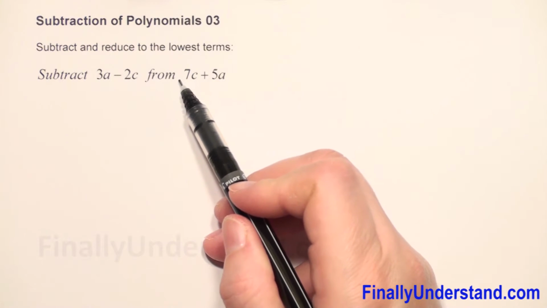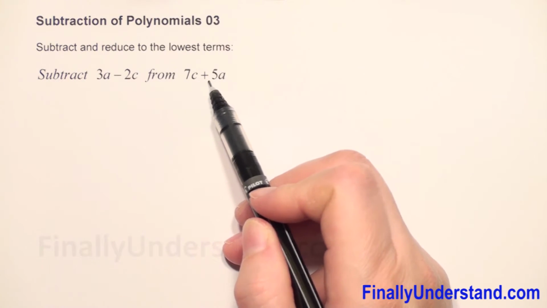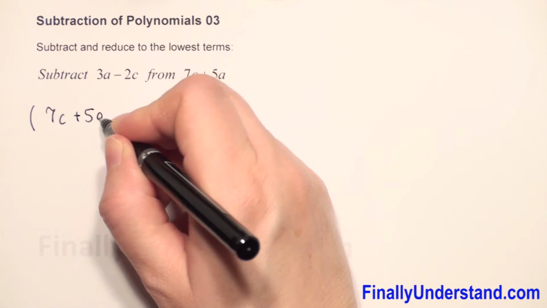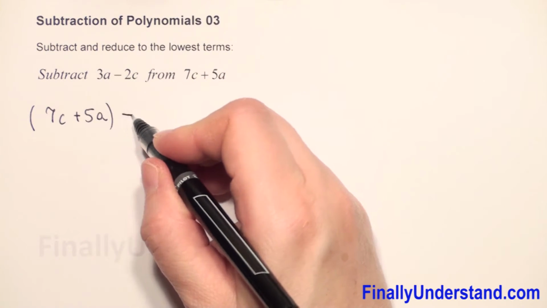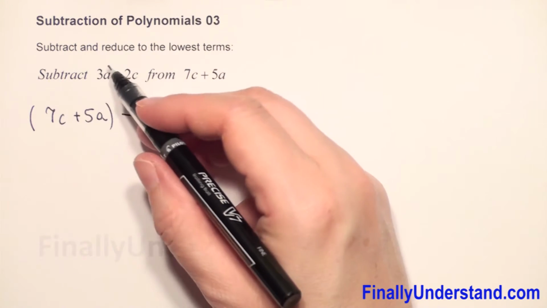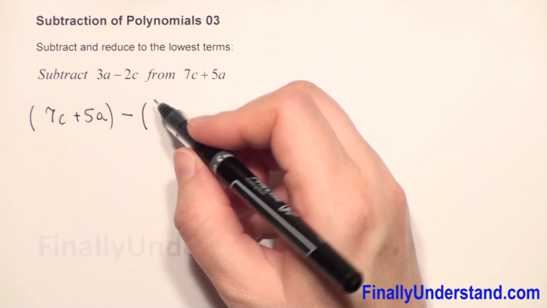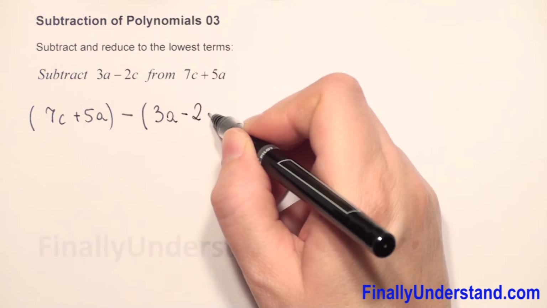So first we have to write this polynomial 7c plus 5a. We will put this in parentheses. From this polynomial we have to subtract that polynomial. So we will put this whole term in parentheses. We have 3a minus 2c.